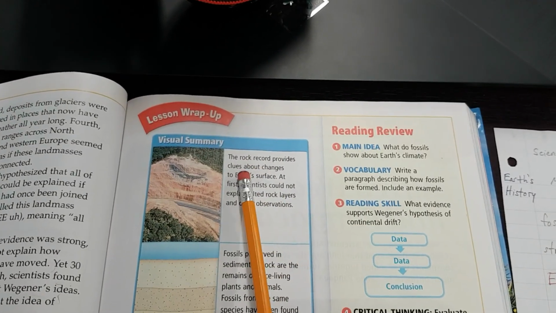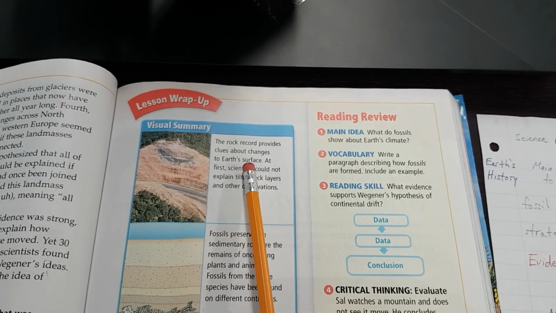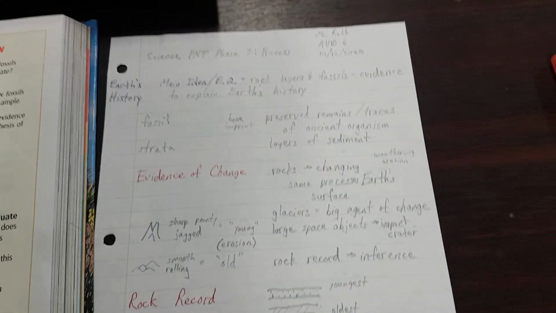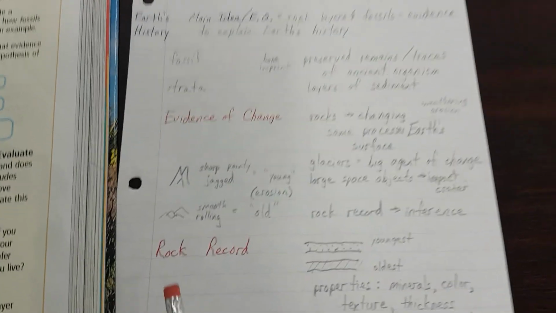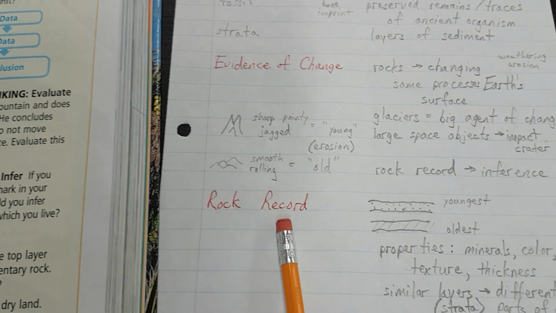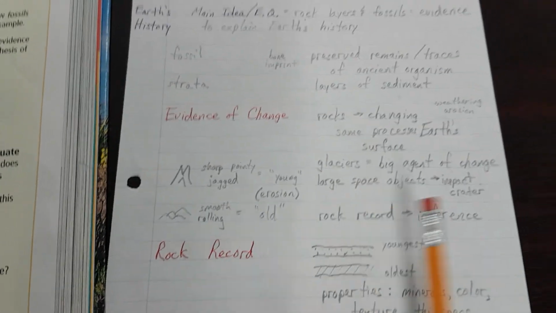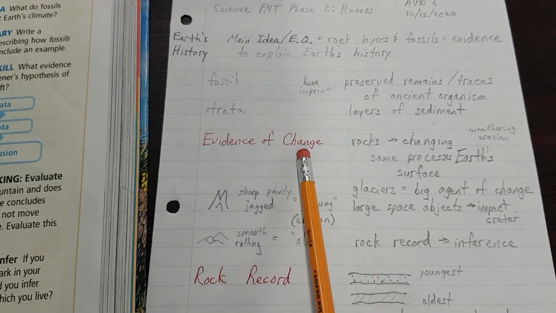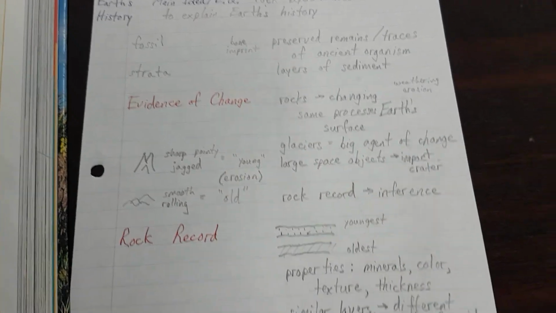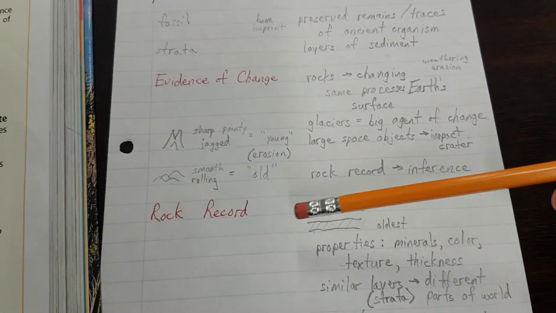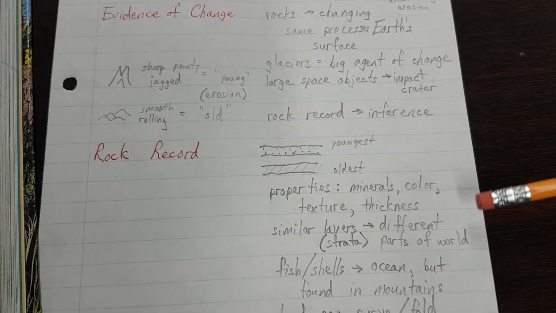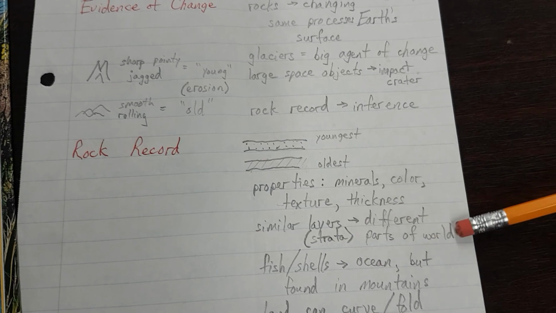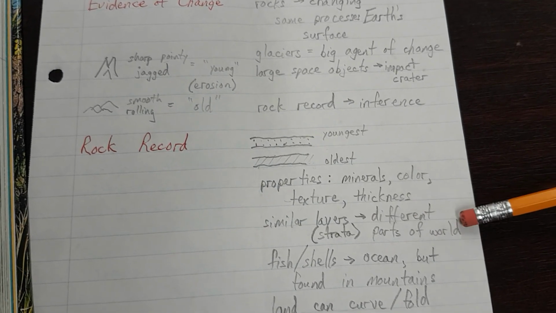The rock record provides clues about changes to Earth's surface. Okay, where did we talk about Earth's surface and the rock record? Where's the rock record? Oh, that's the name of the section, the rock record. Okay, it gives us clues that there is change, and the change is happening to Earth's surface. Okay, we know that the youngest layers are on top and the oldest layers are on bottom, and that there are similar layers in different parts of the world, which is giving us clues about how things are changing.